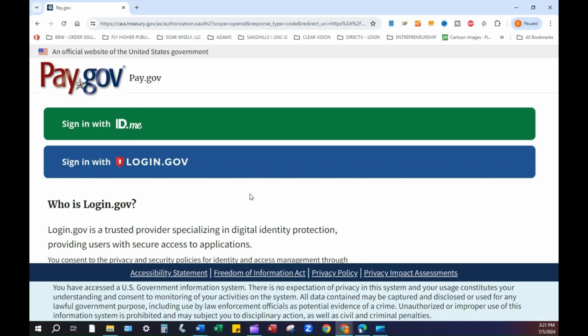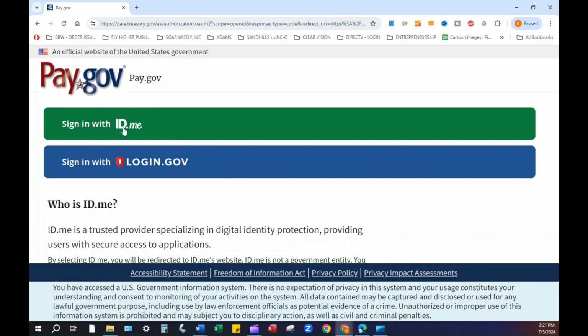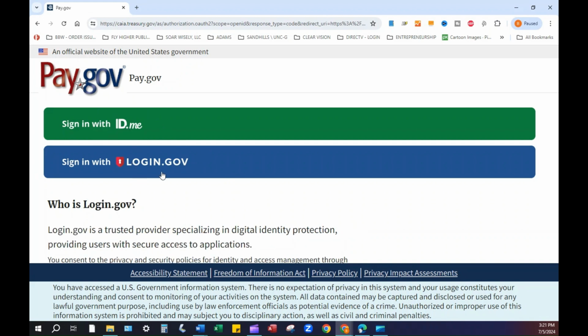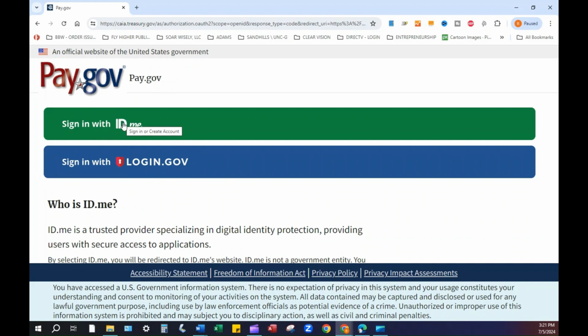And this is going to be a two-step verification. If you do not have an ID.me account or a login.gov account, it will make you do that. Okay, so for our protection, we've got this two-step. And I will go ahead and get signed in here.